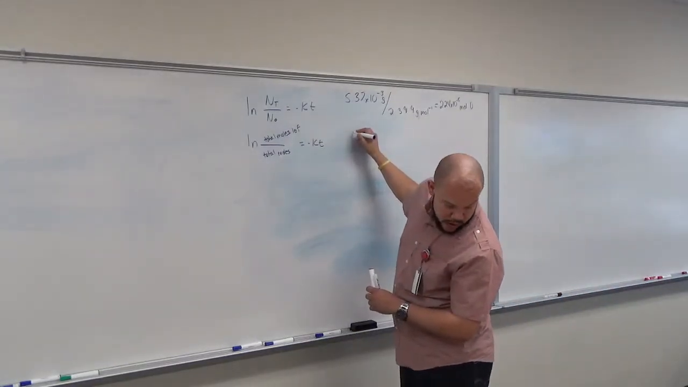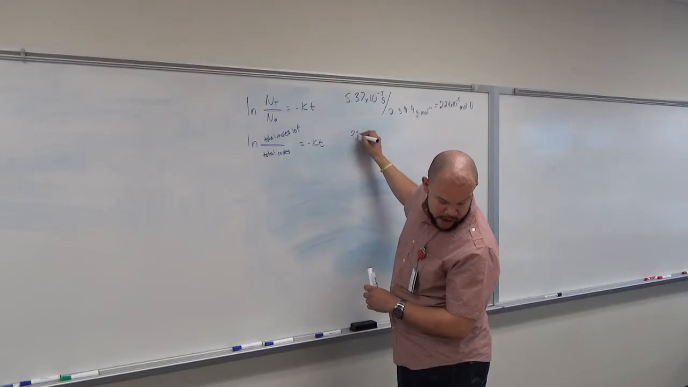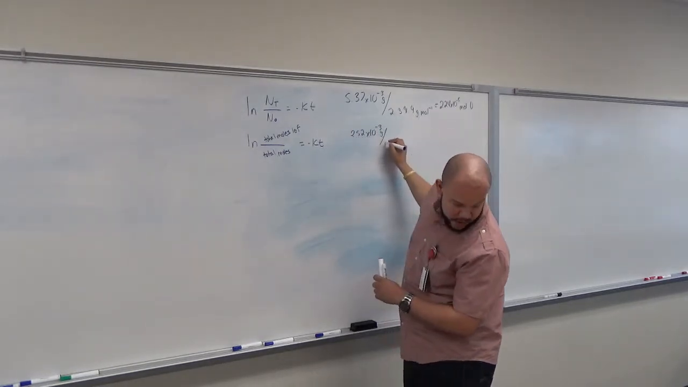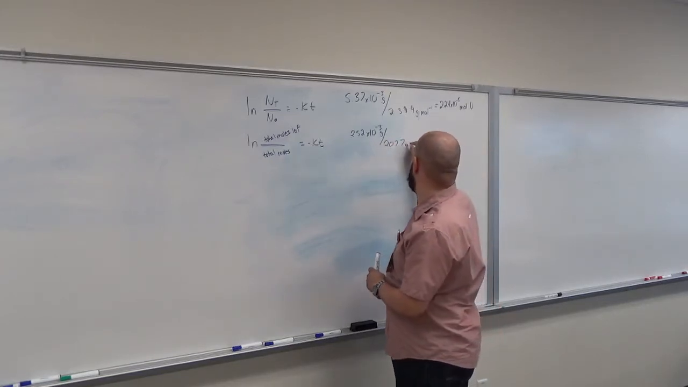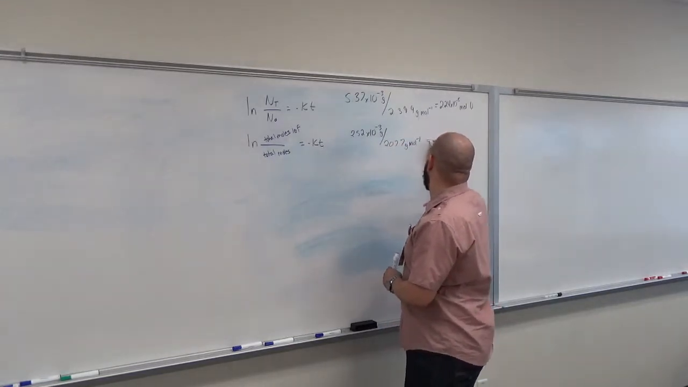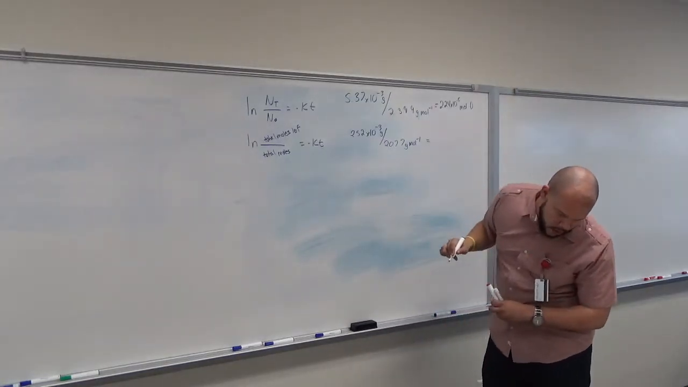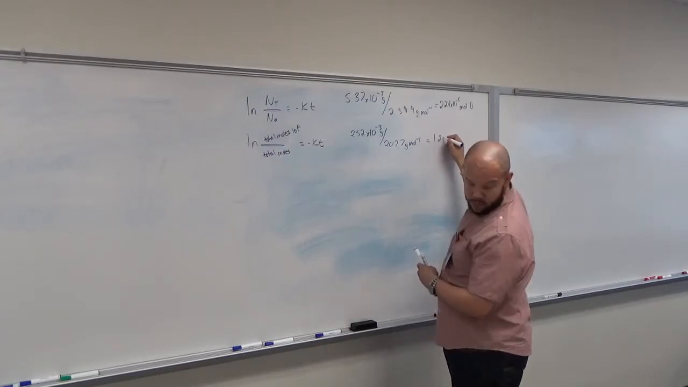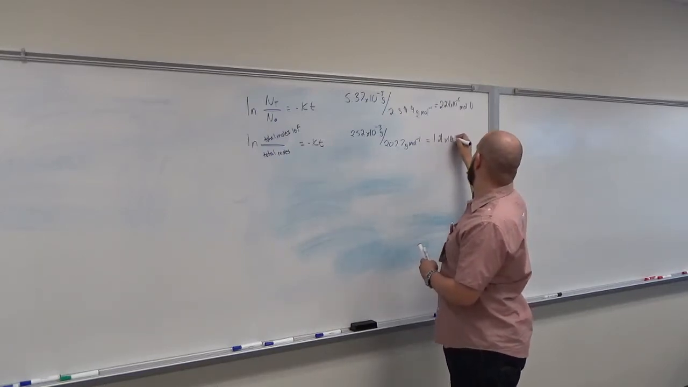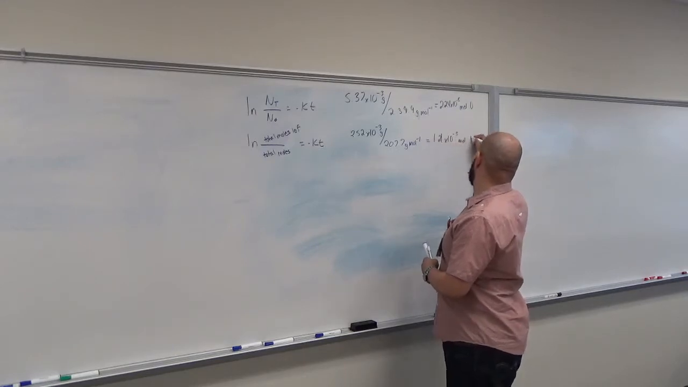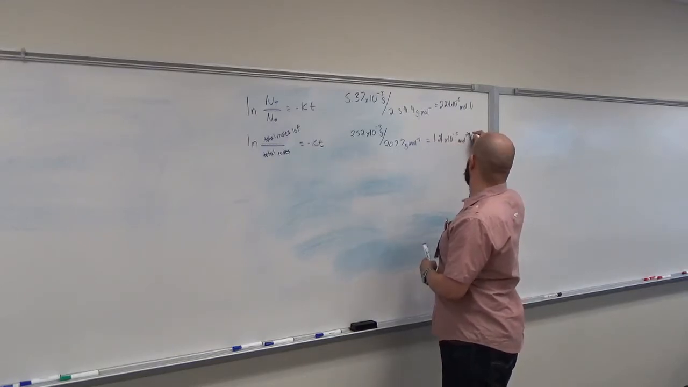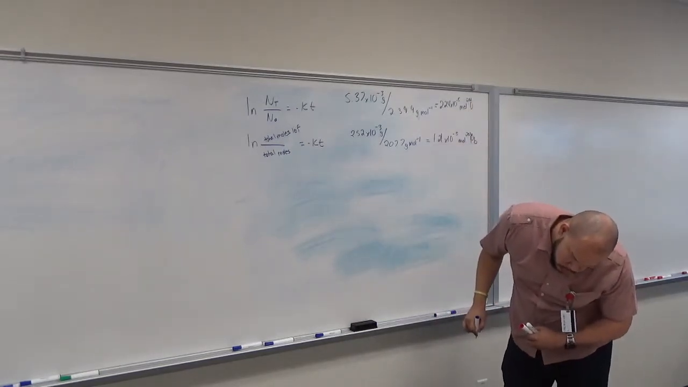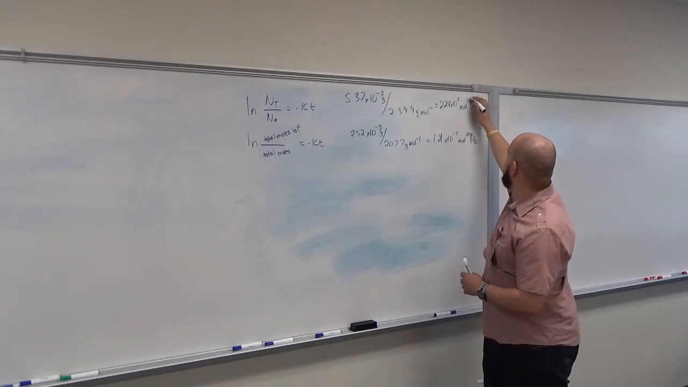And for our lead, 2.52 times 10 to the negative 3 grams all over. That particular isotope is 207.7 grams per mole. And that gives me something on the order of 1.21 times 10 to the negative 5 moles of this lead. So lead 206, and this is uranium 238.